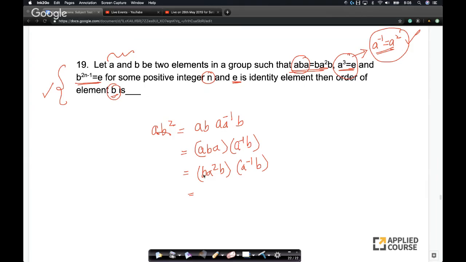So where are we? We substituted this. We got BA square B multiplied by A inverse B. Okay. So can I write this as BA square multiplied by BA inverse B? I can always write this, right? So this A inverse, I'll replace with A square, right? I can do that, because A inverse equals A square. So I've just done that. Okay, so what do I have now? I have BA square into BA square B.